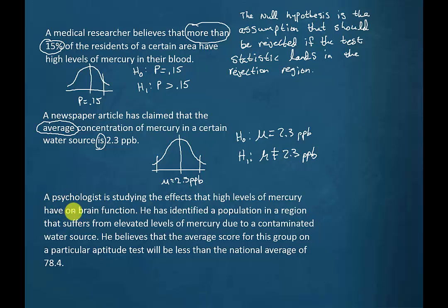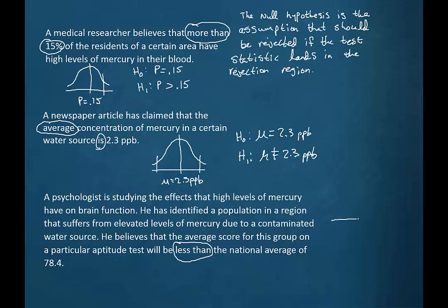Let's look at the next example. A psychologist is studying the effects that high levels of mercury have on brain function. He has identified a population in a region that suffers from elevated levels of mercury due to a contaminated water source. He believes that the average score for this group on a particular aptitude test will be less than the national average of 78.4. Now we need to key in on some words here. It says less than. He believes that it would be less than.